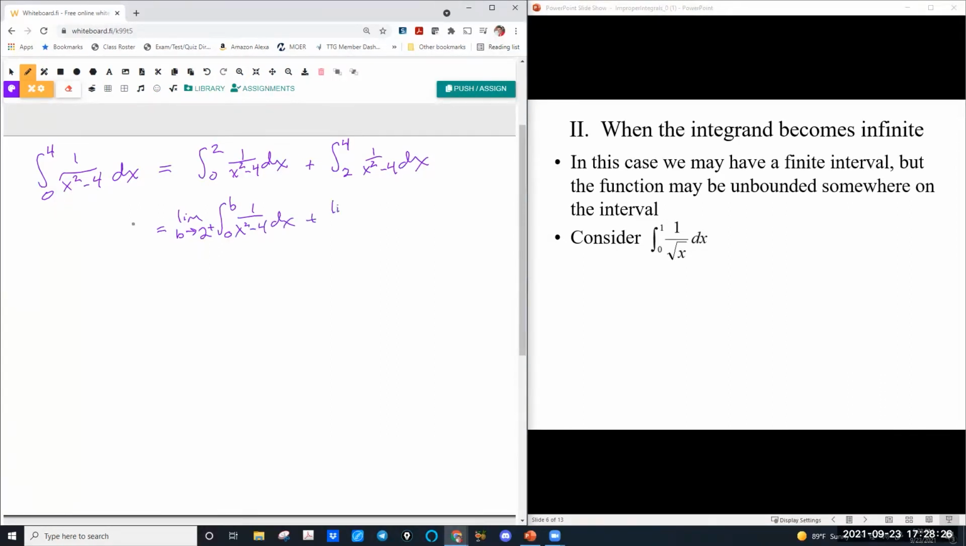And then we look at this one. The limit as a goes to 2 from the left, from a to 4. It's not a 4. Of 1 over x squared minus 4 dx. So then we do both these improper integrals, and like before, both must converge for the whole thing to converge. If just one of them diverges, the whole thing diverges. Okay. We're not going to do these right now because there's other stuff I want to look at, but I just wanted to give you an example.